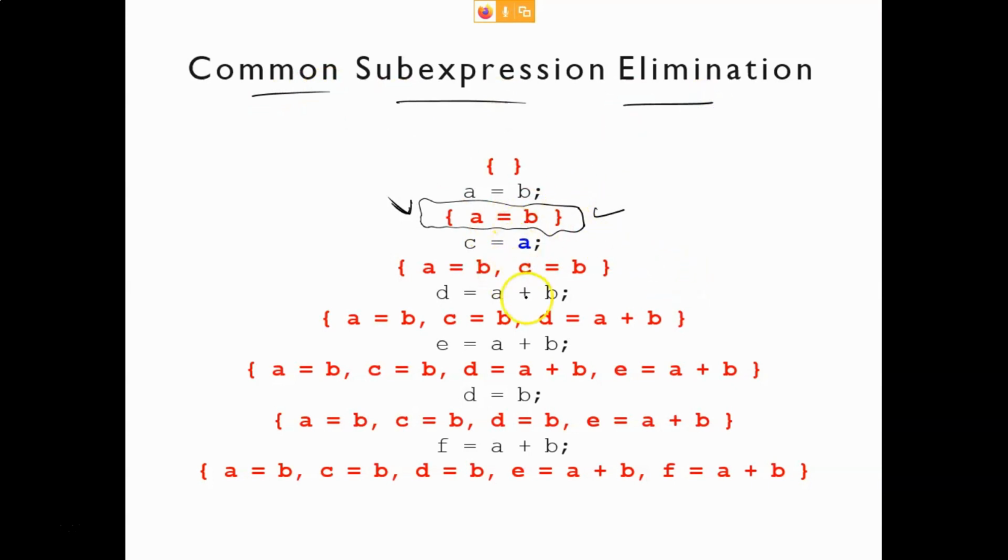Now after this statement, you can see this is your D. So A plus B, you can see this A plus B is not available. But remember, once we come here, now this A plus B is available. You can see when we come here, we are assigning A plus B to E, but this A plus B is already available inside D. So we can replace it with D. So you can see, using this set of available expressions, we are doing the common sub-expression elimination.